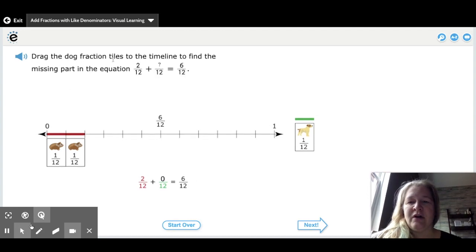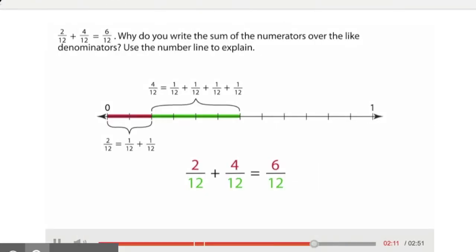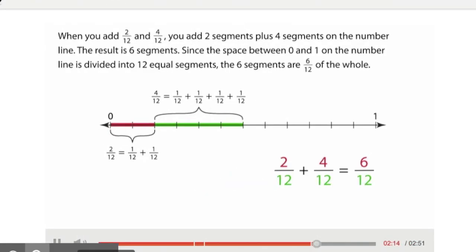It says drag the dog fraction tiles to the number line to find the missing part of the equation. 2/12 equals the number of kids that like the hamsters, and 4/12 equals the number of kids that liked the dogs. When you add 2/12 and 4/12, you add 2 segments plus 4 segments on the number line. The result is 6 segments. Since the space between 0 and 1 on the number line is divided into 12 equal segments, the 6 segments are 6/12 of the whole.